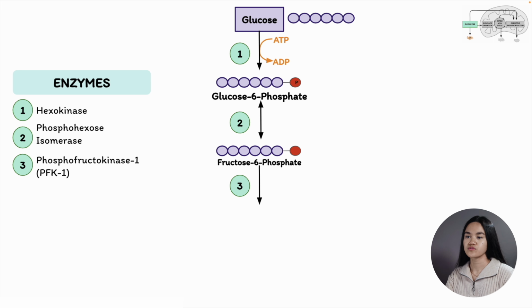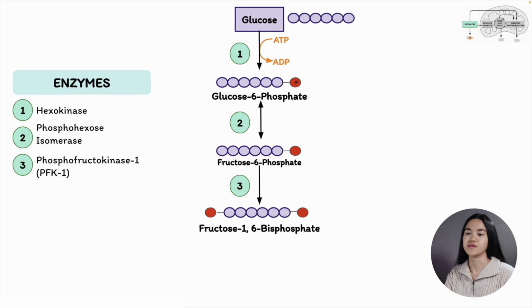From here, fructose 6-phosphate is transformed to fructose 1,6-bisphosphate. This is an irreversible reaction. We're going to invest some ATP in this step, and phosphofructokinase 1, or PFK1, is the enzyme catalyzing this step. So PFK1 is going to transfer the phosphate from ATP to fructose 6-phosphate.